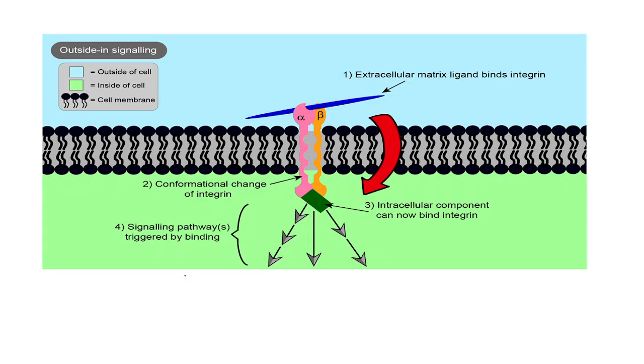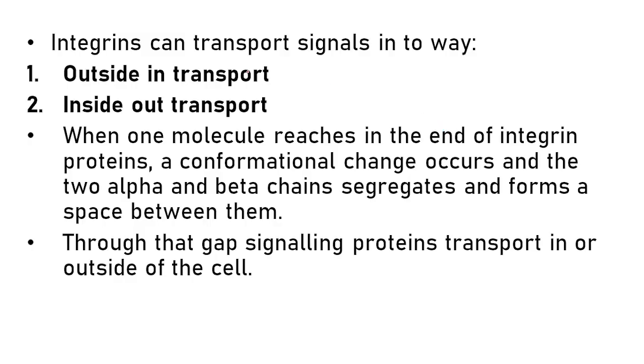This is a picture of integrins, which have an alpha subunit and a beta subunit. This is the plasma membrane, and the integrin penetrates the plasma membrane. It provides information from outside to inside and also from the cell to the extracellular matrix. Integrins can transport signals in two ways: outside-in transport and inside-out transport.